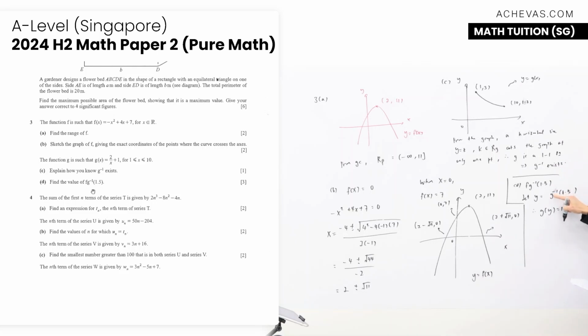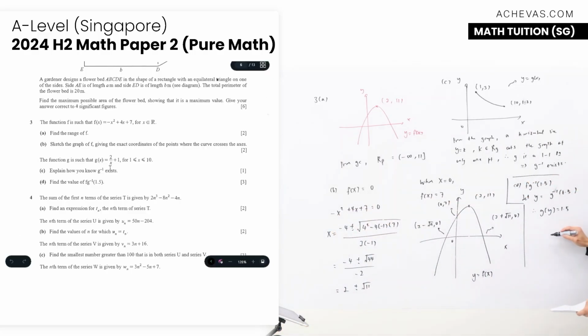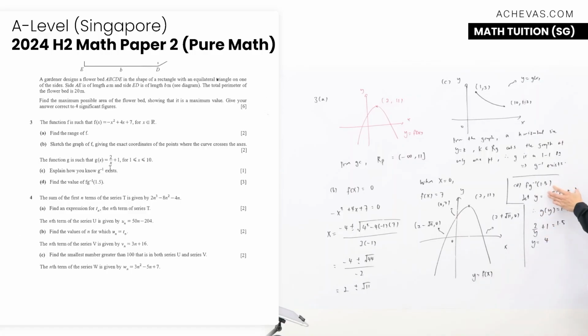That means I uninverse the g, so I get g(y) equal to 1.5. We have the function of g given to us, which is this part here. So I'm going to replace my x with a y, and I get 2 over y plus 1 equal to 1.5. From here, we can already solve for y. I'm now going to replace the entire g inverse 1.5 with my y, which is equal to 4.